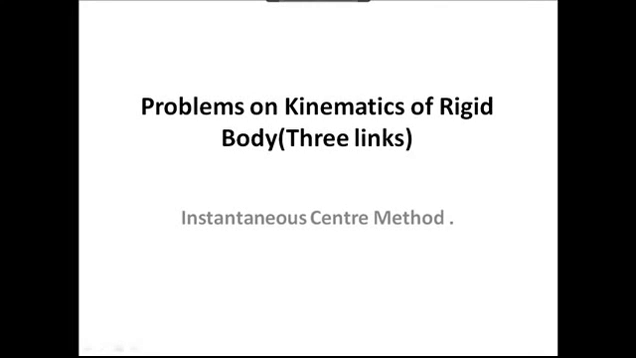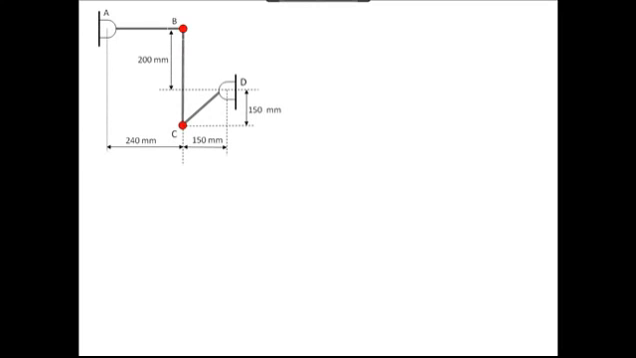This is the next video on problems on kinematics of rigid body. In this video, we are going to look at the problems which have three links. Now, we are going to use the instantaneous center method. The problem we have taken is this, where there are three links AB, BC and CD.